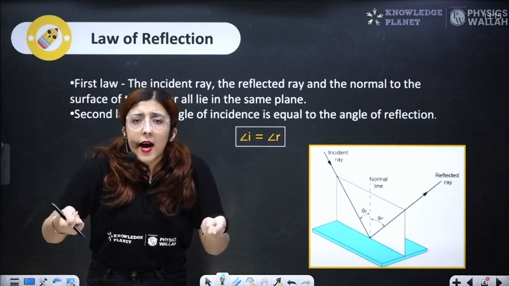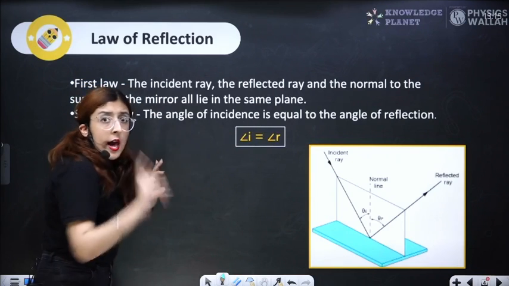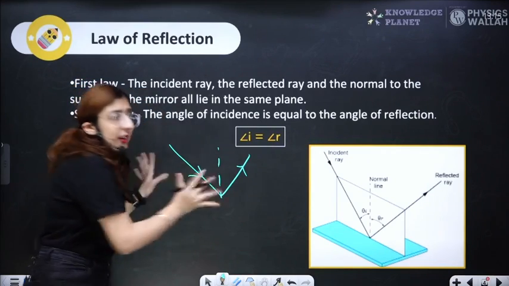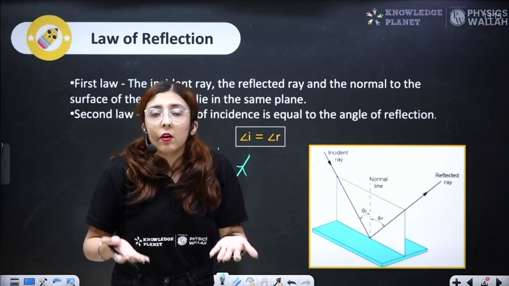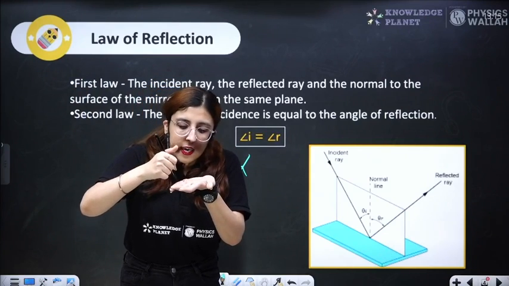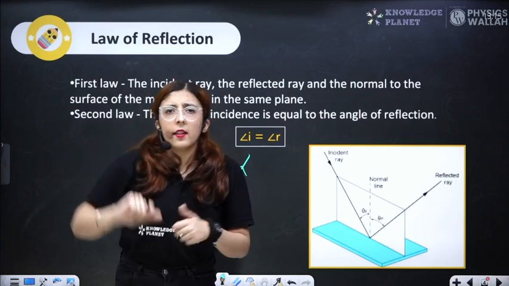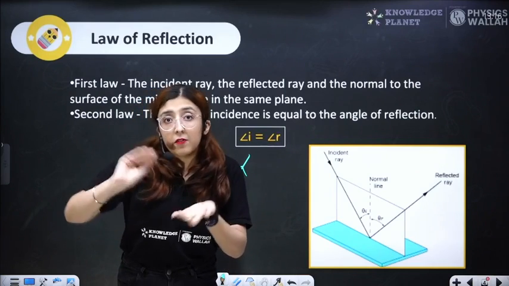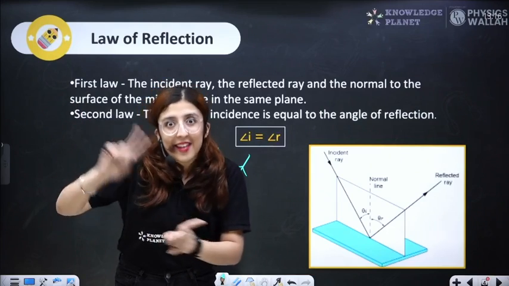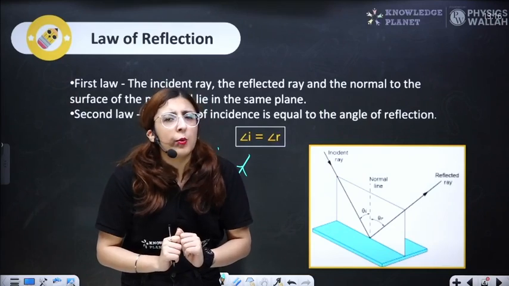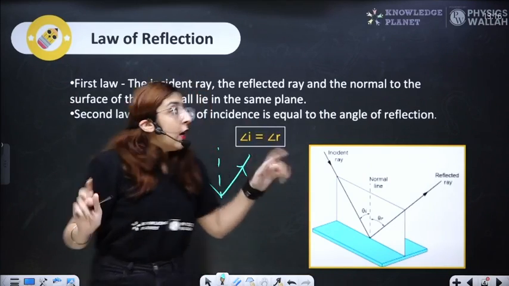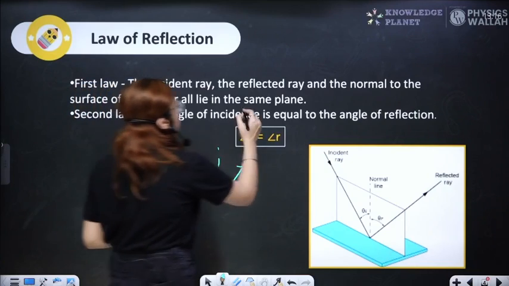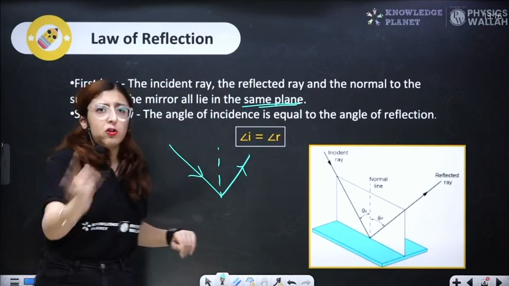You are drawing the diagram in the notebook, I am drawing the diagram on the board. This board is my plane, your paper is your plane. Incident ray on the paper, normal on the paper, and the reflected ray will also be on the paper. Your paper is the plane. If your reflected ray goes out of the paper, the plane is different, and then you will say reflection is not happening. So the first law is very simple: incident ray, reflected ray and normal all lie in the same plane. If the plane is different, reflection is not happening.